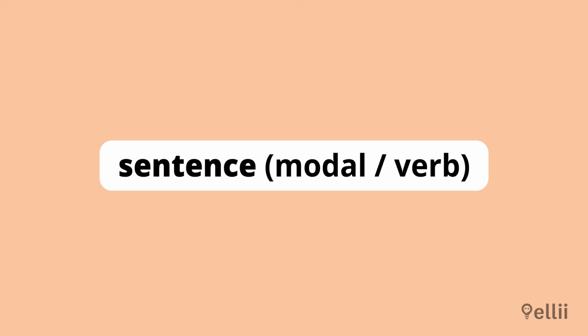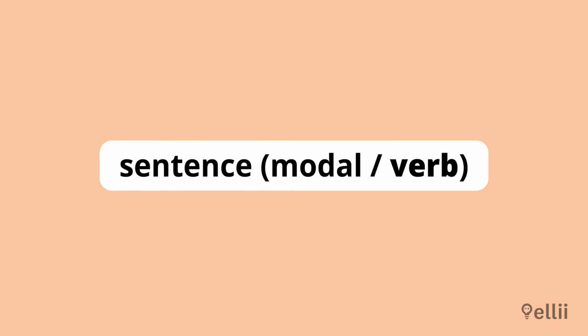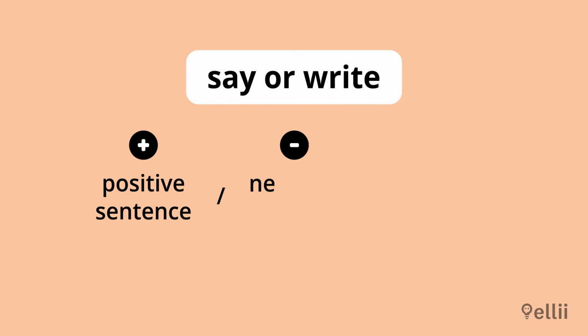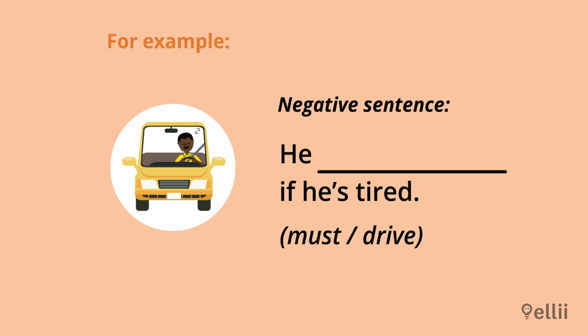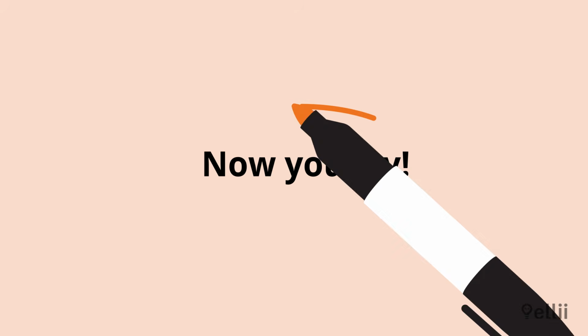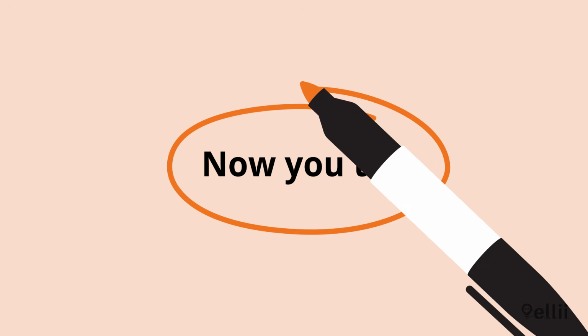Look at the sentence and the modal and verb in parentheses. Make a positive sentence, negative sentence, or question for each one. Don't use contractions. For example, he must not drive if he's tired. Now you try.